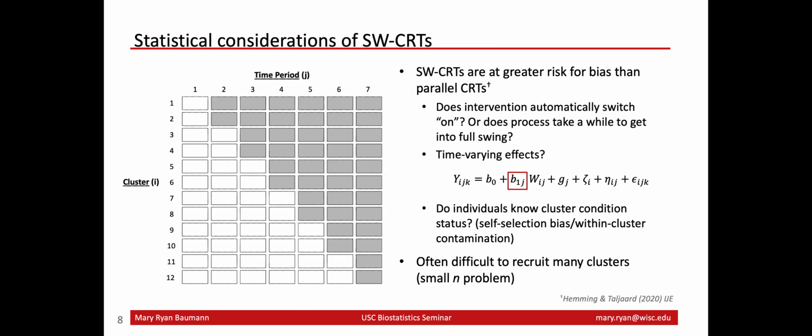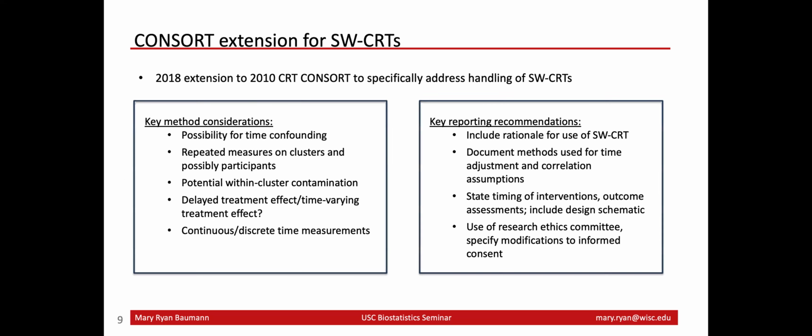step-wedge trials themselves. Now, for all of these reasons, Consort released an extension in 2018 to outline some of these specific issues. Some of the key methods considerations they outlined was needing to consider time confounding, repeated measures on clusters and participants potentially, thinking about within cluster contamination, thinking about time varying treatment effects, and then thinking about how are you going to be measuring time? Is it going to be discrete time intervals? Are you going to be thinking about it continuously, being very strict about that documentation?